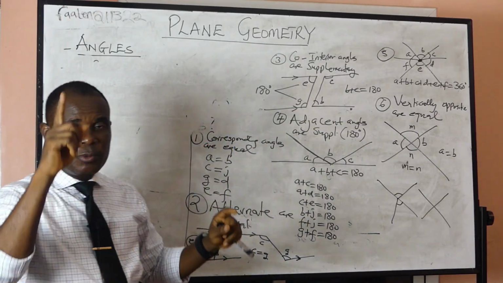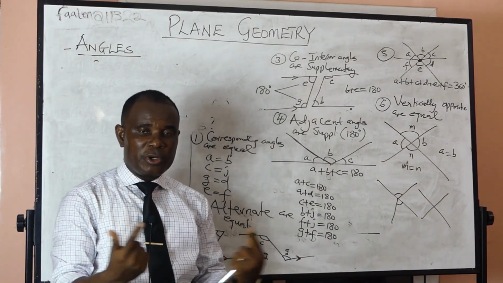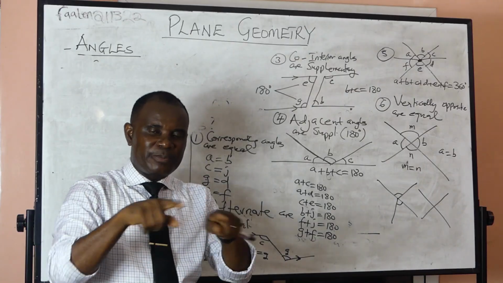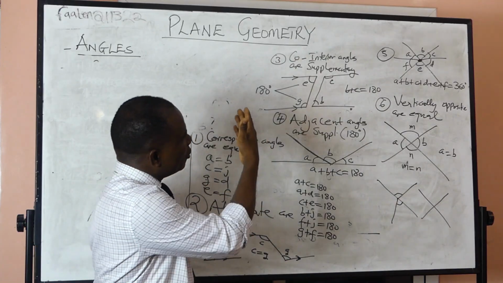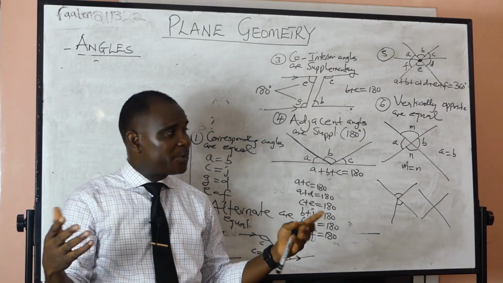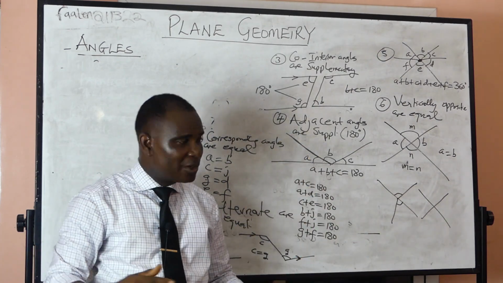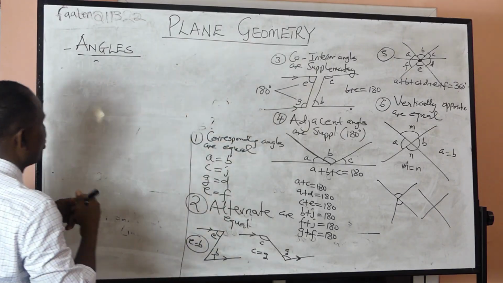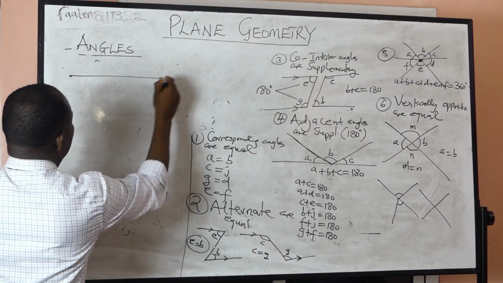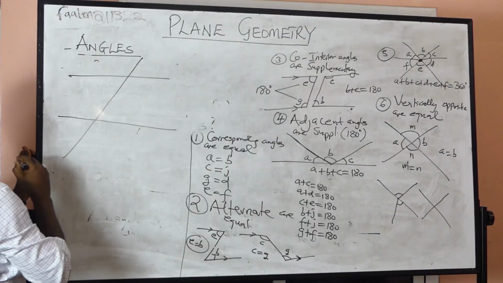Remember, when we were doing polygons, we said that a polygon is a closed plane figure that is bounded by straight lines. For as much as we are talking about straight lines here, we expect these straight lines to come together to form a particular type of polygon. So you'll be seeing those structures in there. So let's say, for instance, I have these two parallel lines, I have the transversal lines.